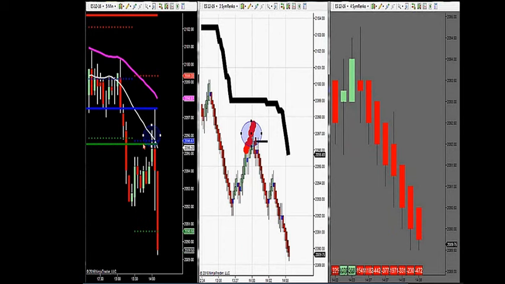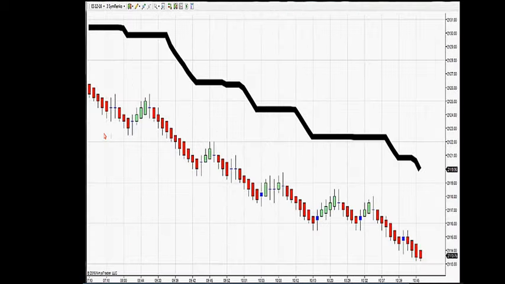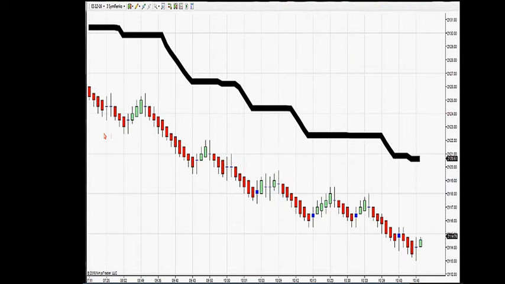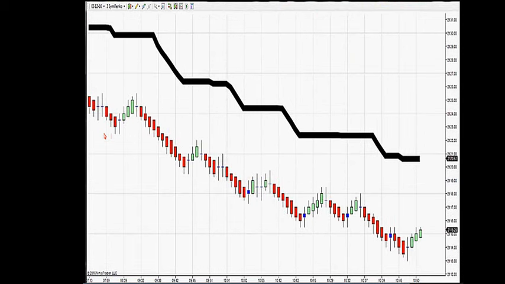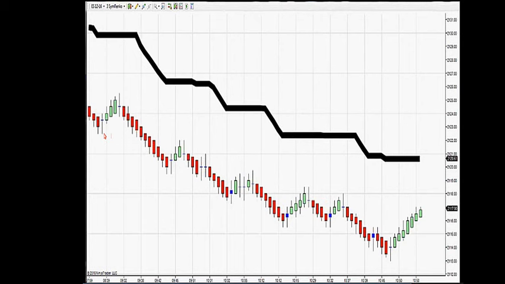Guys and gals, if you get 3 of my profiles that stack over top of each other, look for a big runner. We just had over a 22-point runner on the ES last week on a trade like that. Over a 130-tick run on gold like that. 3x stack. Now remember, I have 4 stacked areas, 4 profiles that can stack within 2 to 3 ticks of each other.